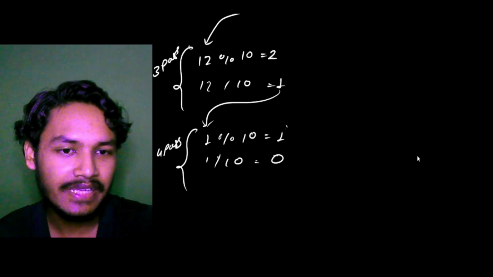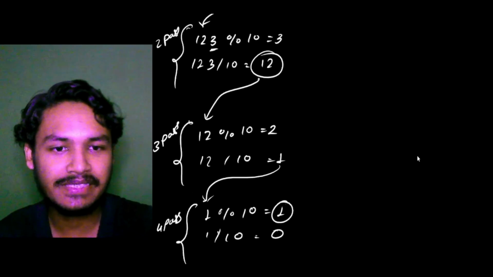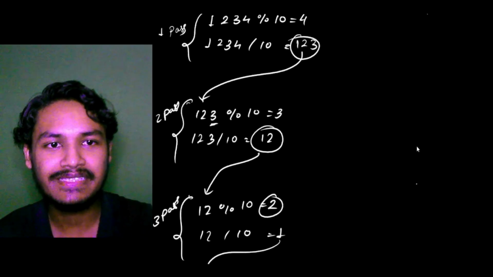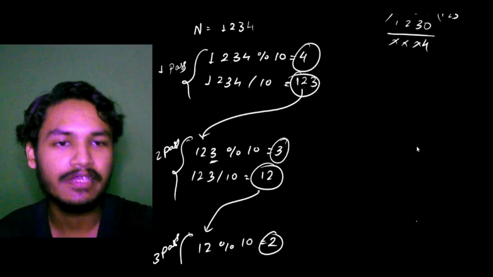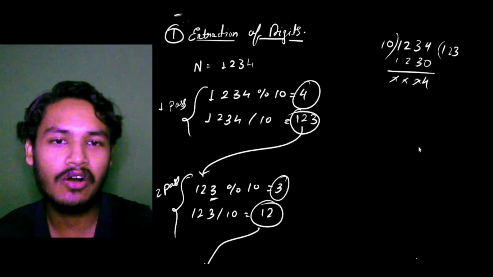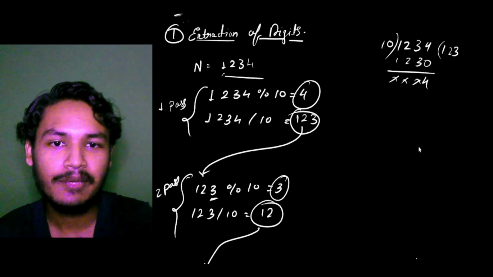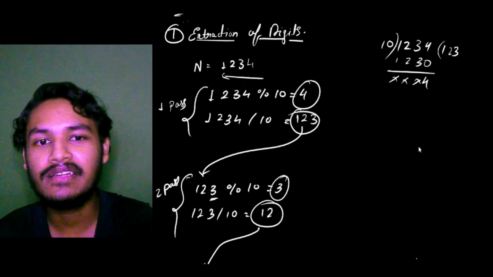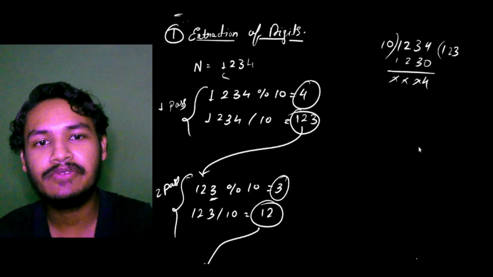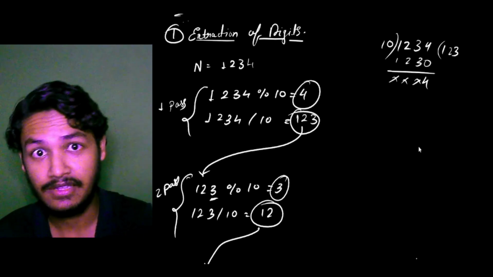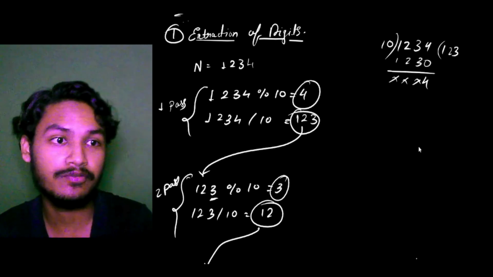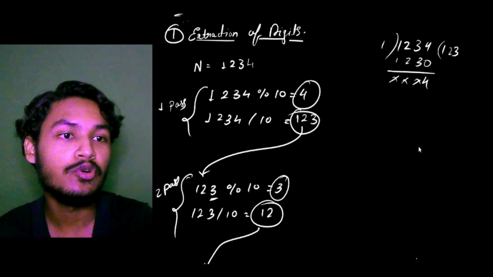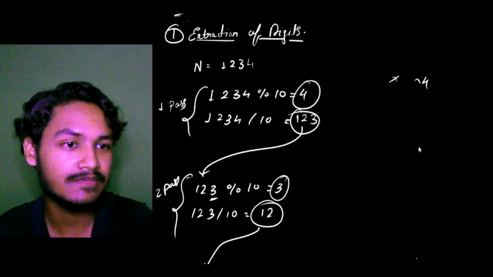All right, in this way we have extracted all the numbers. Like you can see, we have extracted 1, 2, 3, and 4. All right, so we have extracted all the numbers from the backside. In this way we can extract all the digits from a given input, from a given number. All right, so let me write the pseudocode for this.